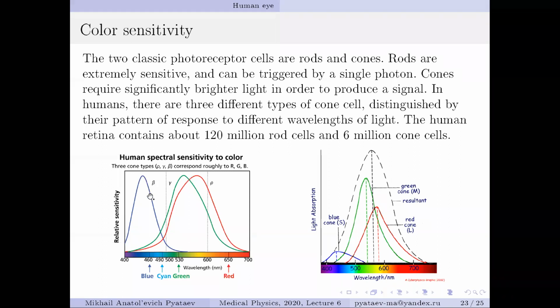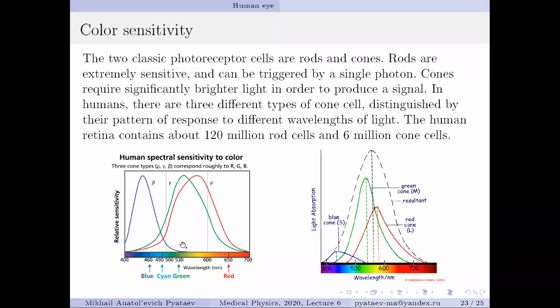So this beta is for blue cone cells, gamma is for green, and rho is for red. And you see that the ranges of sensitivity for red cone cells and green cone cells are overlapping, and this is a wide range of overlapping, and there is a range where the sensitivity of all cone cells overlaps.